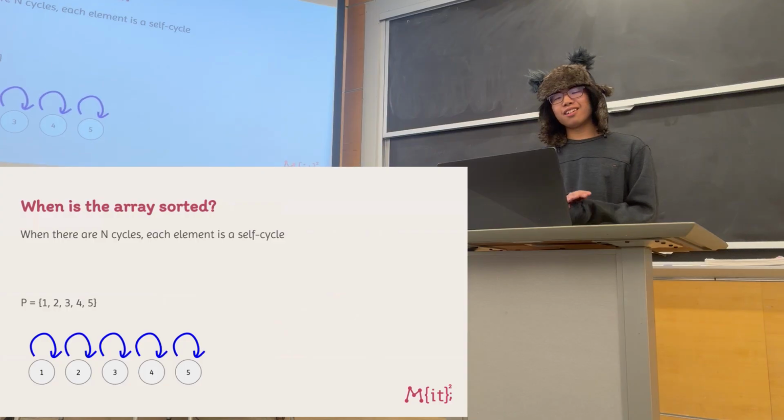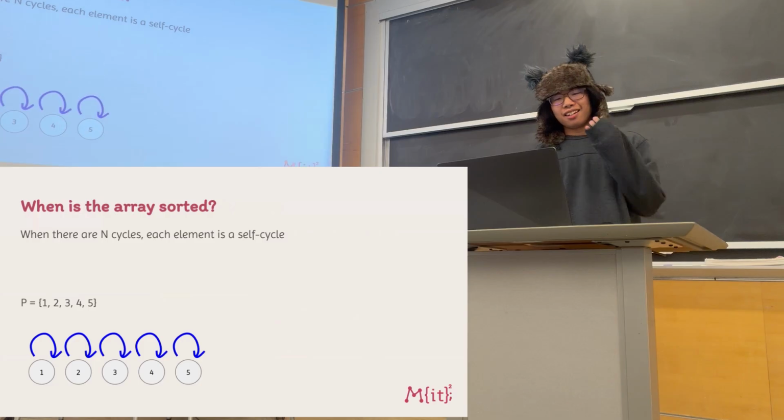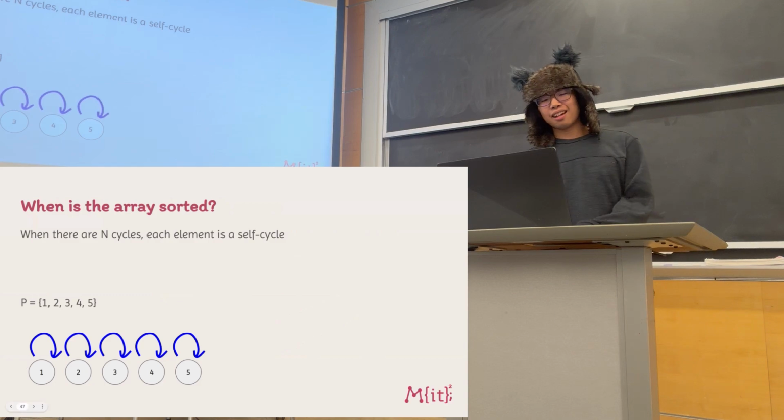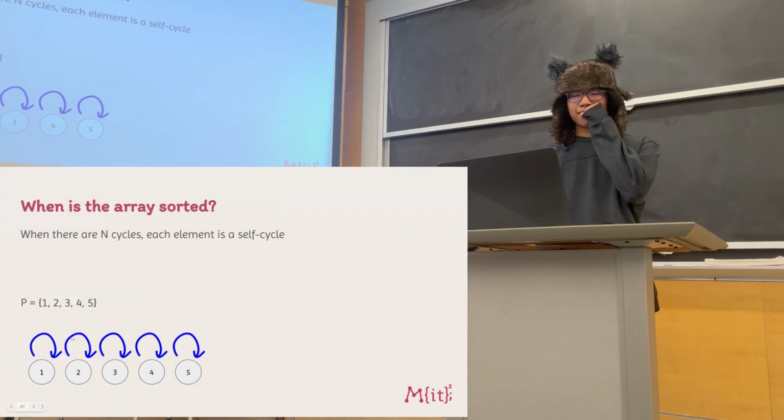So when is the array sorted? When there are n cycles and each element is a self cycle, then that means this array is sorted because every element maps to itself, because index 1 is supposed to be 1, index 2 is supposed to be 2, and so on.